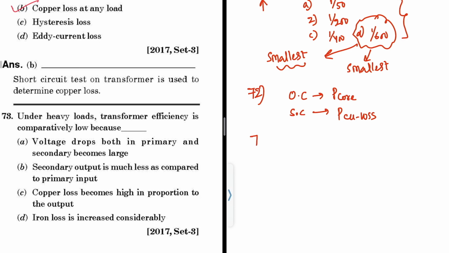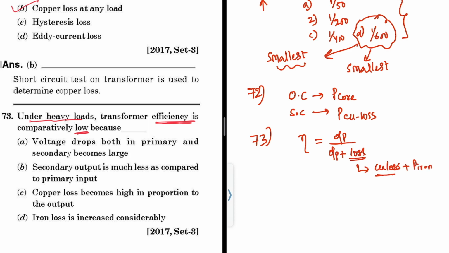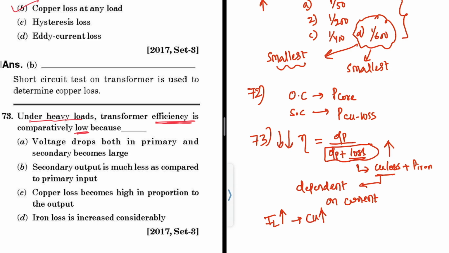So question number 73. Under heavy loads, the transformer efficiency is comparatively low. You know that efficiency is dependent on output by output plus loss. So loss is copper loss plus iron loss, right? So if you see, copper loss is dependent on current, right? Load current. So if load current is more, then copper loss will be more. So this denominator will be more. So the efficiency will decrease, right? So the answer will be copper loss becomes high in proportion to the output.